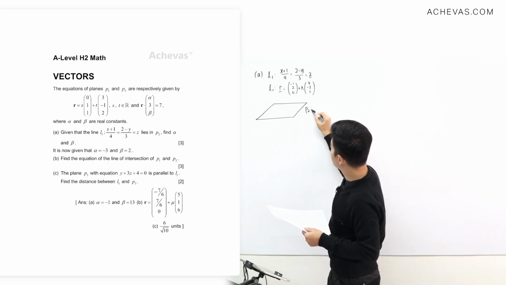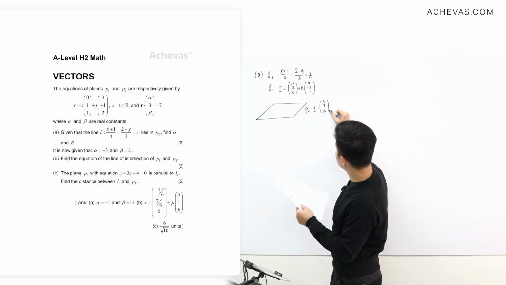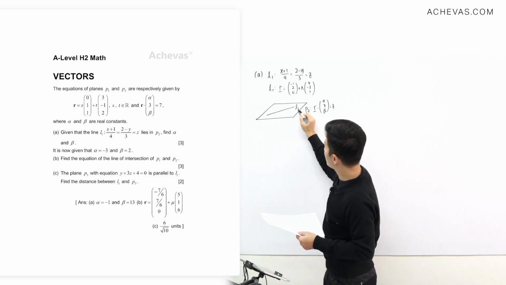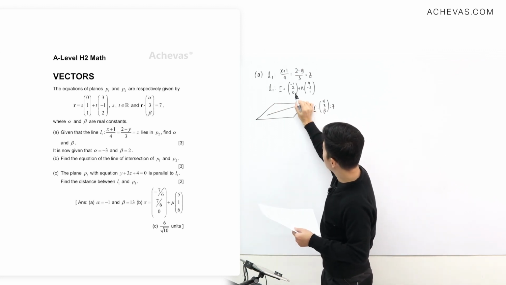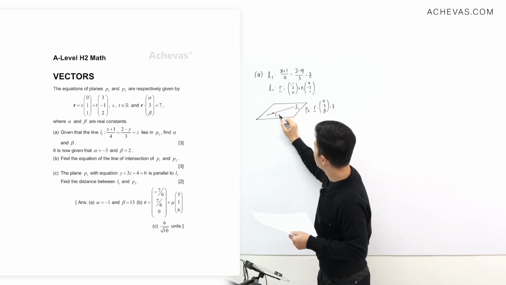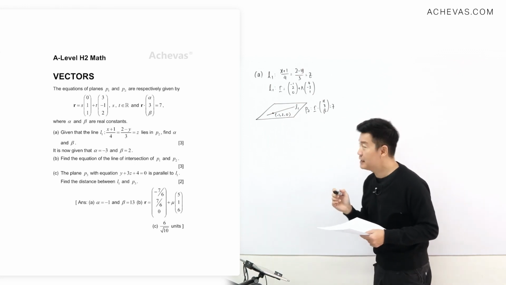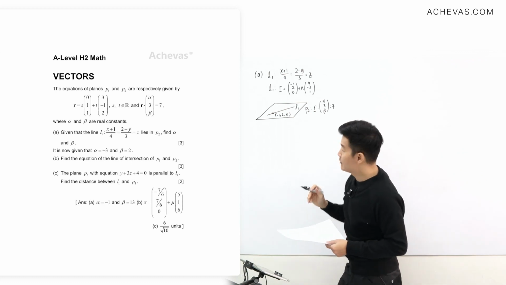So for the plane P2, the equation is given to us as r · (α, 3, β) = 7. And this line L1 is lying on P2. So for this line, we know this point is going to be on the line L1. So the point (−1, 2, 0) lies on L1, which also means that this point lies on P2. So let's make use of this information.